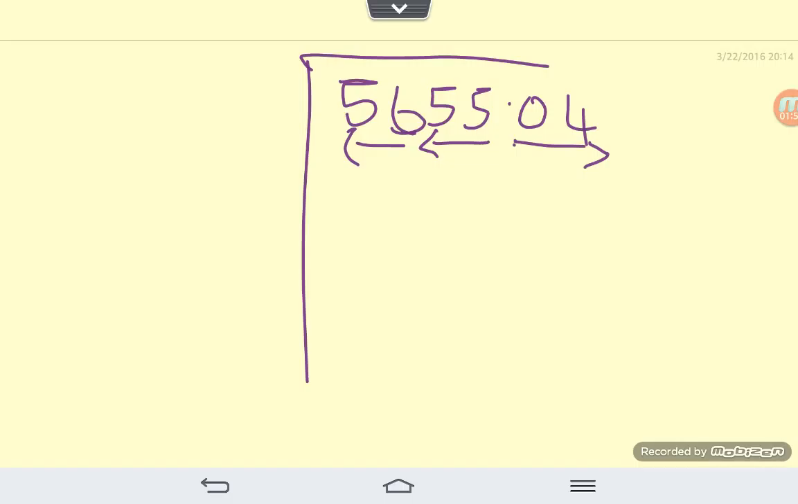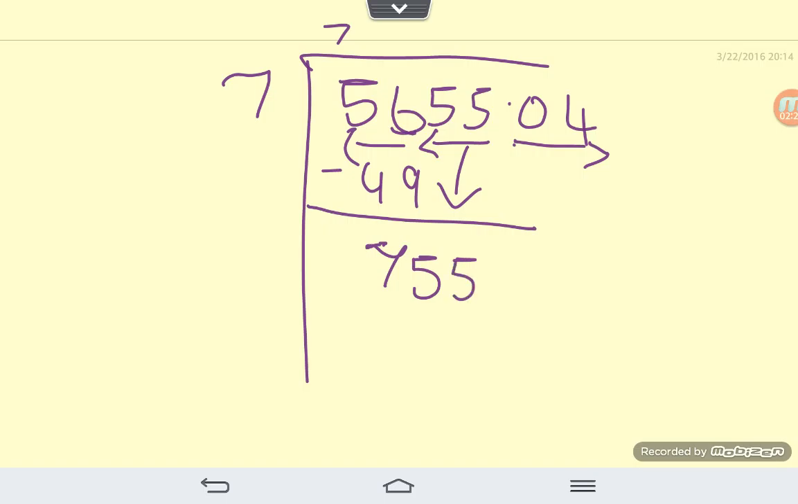Find a number whose square is close to but not more than the first pair. So I'm going to take 7. 7 sevens are 49, and 56 minus 49 gives me 7. Now I'm going to take down the next pair, 5 and 5. Then I add 7 and 7 to the quotient, which gives me 14.